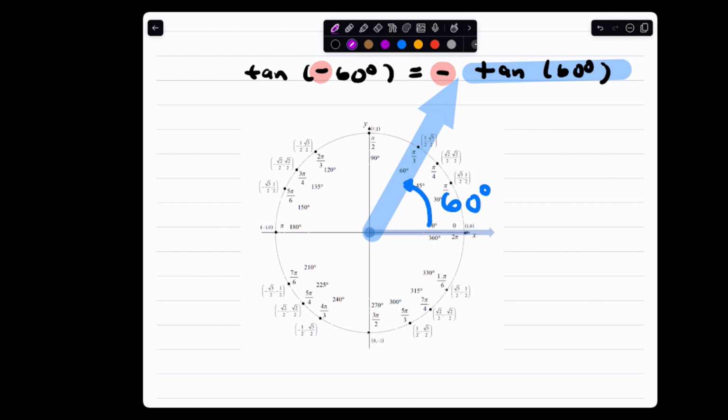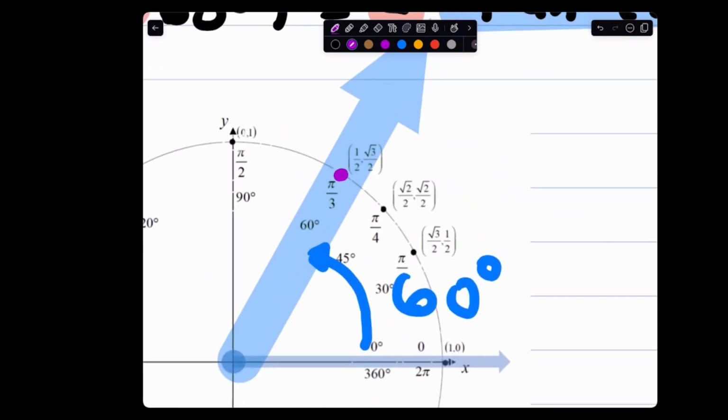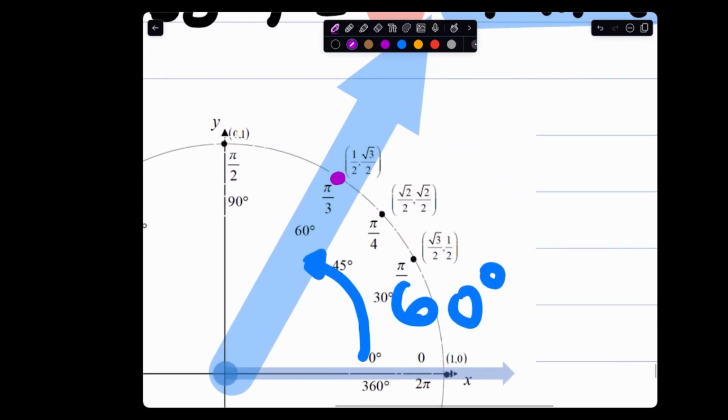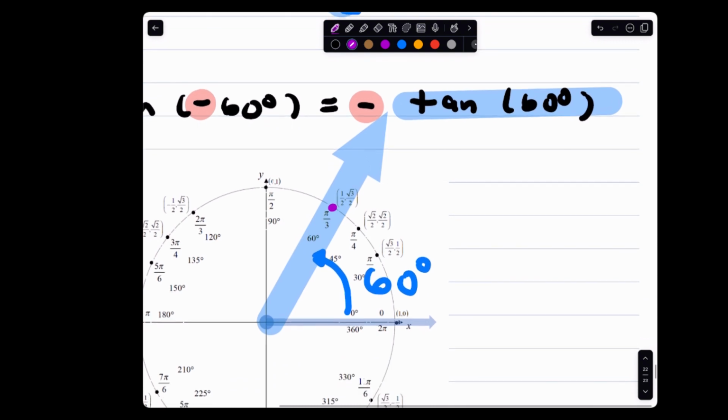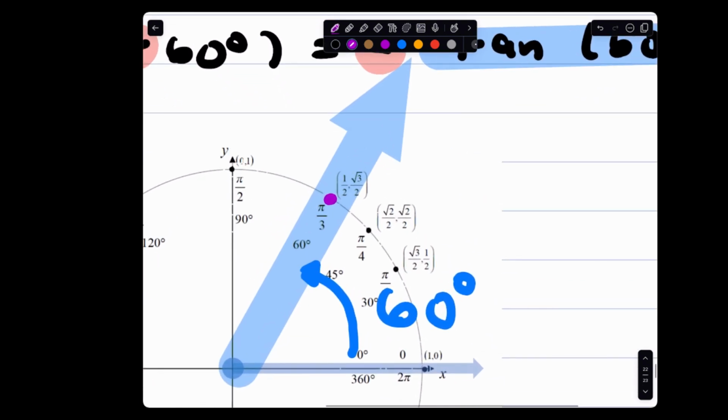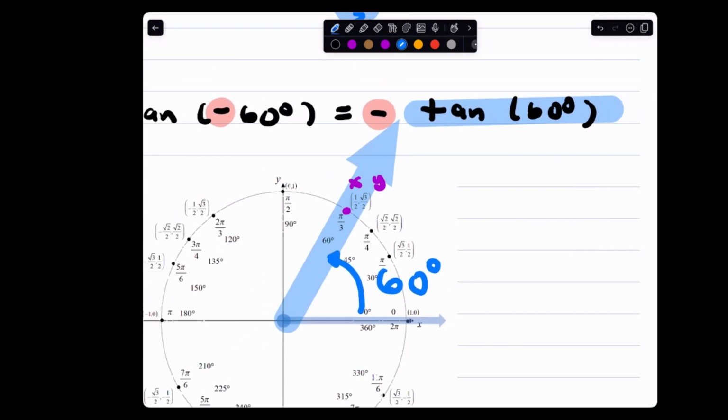Because I can remember doing this stuff here. Oh, here's 60. Here's my terminal point. I want tangent. Is that right? You go, oh, what's the definition of tangent? Here's the x-coordinate. Here's the y-coordinate. Isn't it y over x? So we put the square root of 3 over 2 divided by what? 1/2, and then don't forget the negative sign. Is that true?